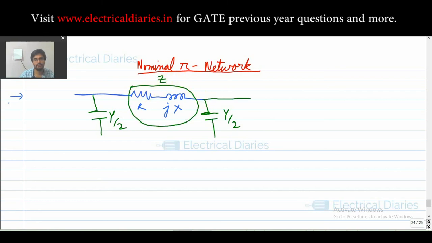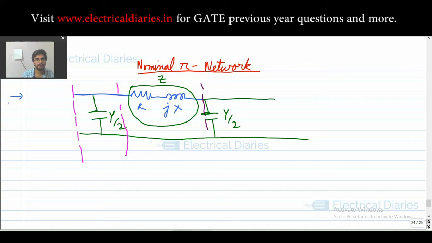Okay, so these are very important things in the solving of questions. So this is your nominal pi network. Now you have to find out the ABCD parameters of this. Again identify the elements that I have told you. See, this is your first element, this is your second element, and this is your third element.